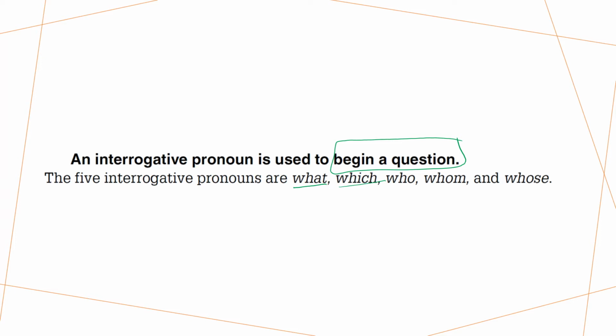Then we have whose, the last one, whose. We use it when we are talking about possessions. Who is possessing something? Something belongs to whom, for example, or to what? To show our ownership, in other words.